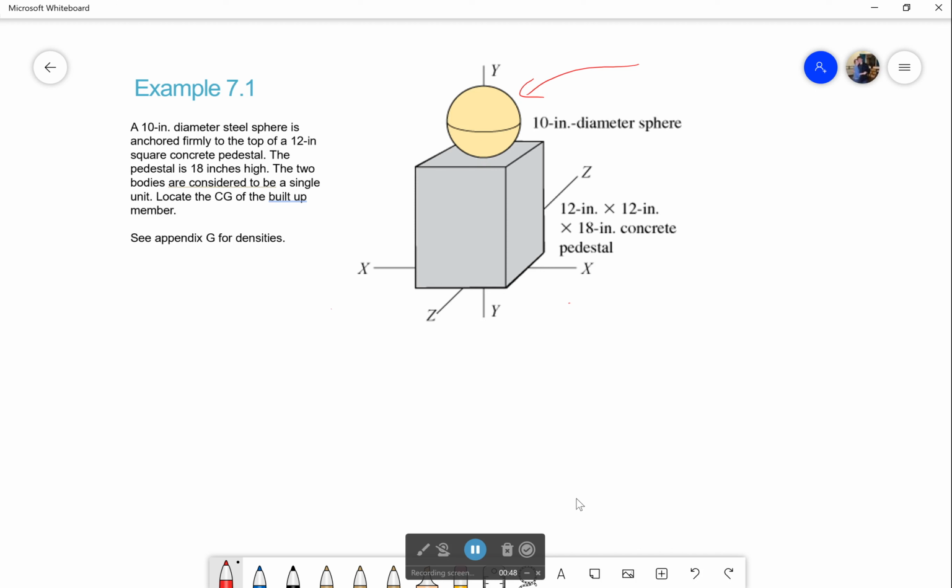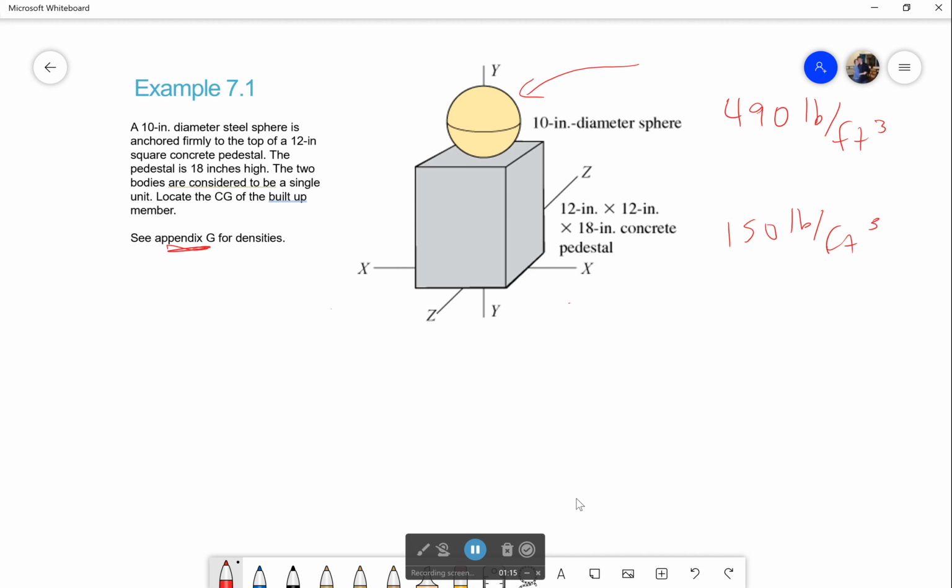Now we're going to have to look at Appendix G to find the densities, which I'll go ahead and show you. So the density of steel is 490 pounds per foot cubed, and the density of concrete is 150 pounds per foot cubed. And you're going to get that from the appendix. So be looking for it.